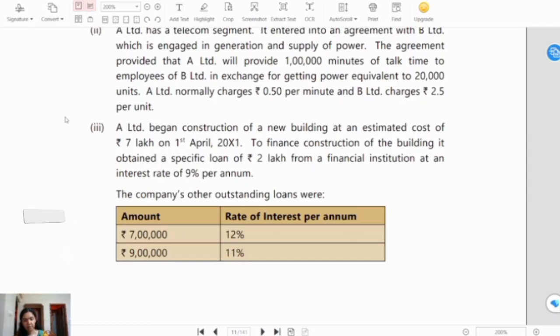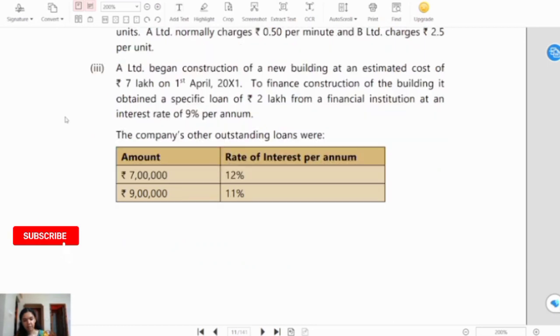Issue number 3. A Limited began construction of a new building at an estimated cost of rupees 7 lakh on 1st April 2021. To finance construction of the building, it obtained a specific loan of rupees 2 lakh from a financial institution at an interest rate of 9% per annum. The company's other outstanding loans were as follows. Rupees 7 lakh, rate of interest per annum is 12%. Rupees 9 lakh and rate of interest per annum is 11%.